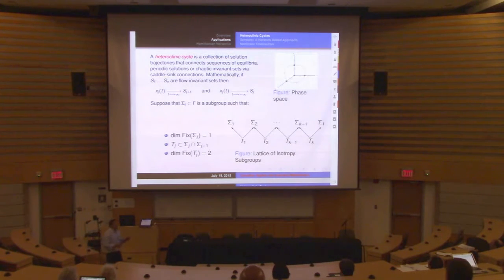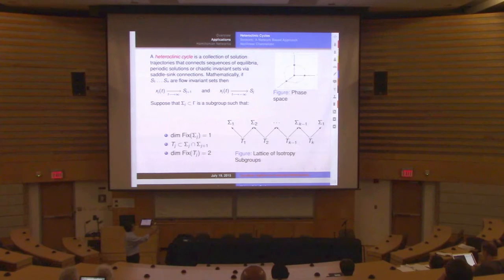So a heteroclinic cycle is essentially a collection of trajectories that forward in time go to one invariant set and backward in time go to another invariant set. The invariant sets could be equilibrium points, periodic solutions, or even chaotic sets. So this is the famous Guckenheimer-Holmes cycle. One way that we can identify the presence of heteroclinic cycles, although it is not a necessary and sufficient condition, is through the lattice of isotropy subgroups. So at the top level, over here, is the main group of symmetry, big gamma. So sigma 1, sigma 2, these are the isotropy subgroups that define the amount of symmetry of each individual solution.